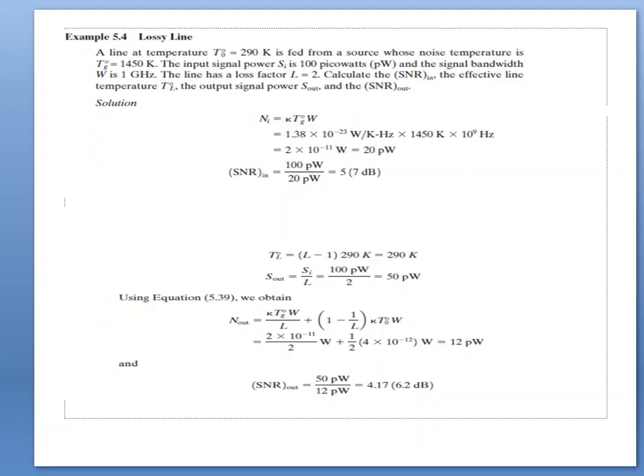So coming again to the same problem, they will give all the parameters. You need to calculate the Ni, and after that we measure the SNR in, then we measure the N out, and after that we measure the SNR out. There may be an extension of the problem to calculate the figure of merit. We know that the figure of merit is SNR in divided by SNR out. We know the SNR in value and SNR out value, so there may be a possibility to calculate the figure of merit value also.